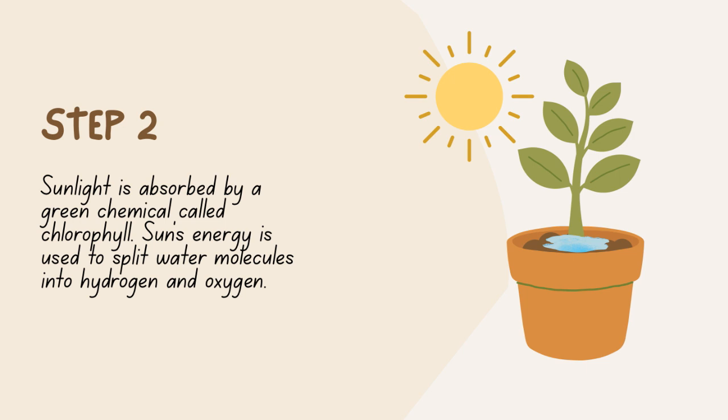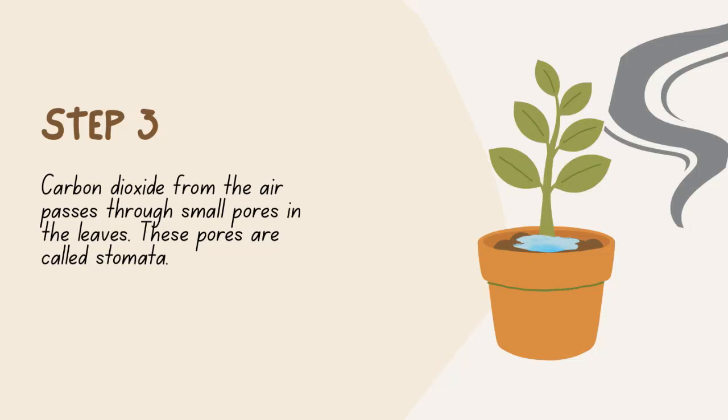Understanding this step helps us see how plants turn sunlight into the energy they need to grow, and also how they contribute to the oxygen we breathe every day. Now, in step 3, carbon dioxide from the air actually passes through tiny openings in the leaves called stomata. These stomata are like little pores that play a crucial role in the process of photosynthesis. When plants need to take in carbon dioxide, these pores open up, allowing the gas to enter the leaf.